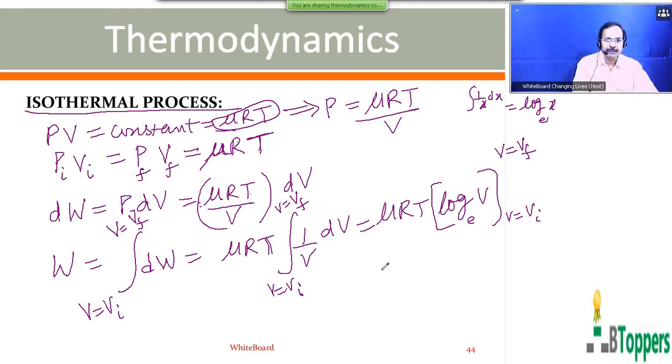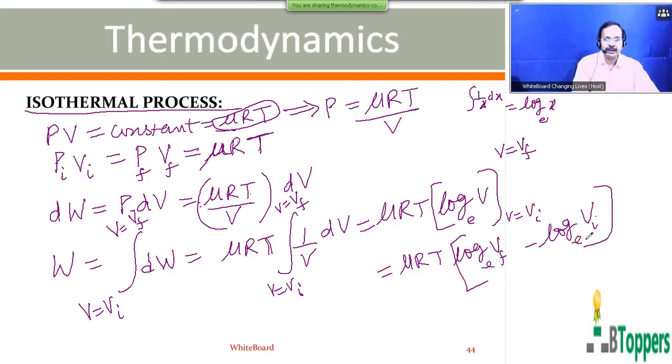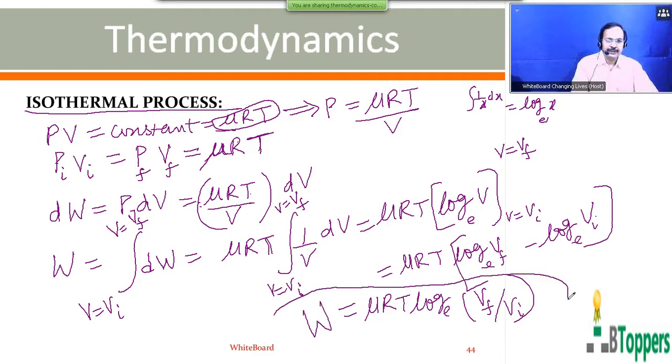So now substitute the values of the limits here. That is nu RT into log Vf to the base e minus log Vi to the base e. That means the value of the function for the upper limit minus the value of the function for the lower limit. This you can write as nu RT into log to the base e Vf by Vi. So work done by the gas, a fixed mass of a gas, when its volume changes from Vi to Vf in the isothermal process at constant temperature T, is given by nu RT log to the base e Vf by Vi.